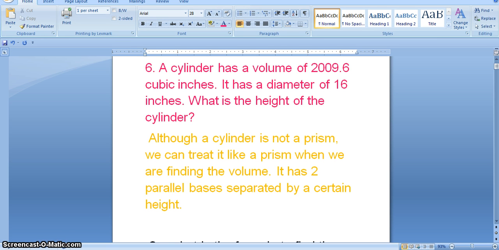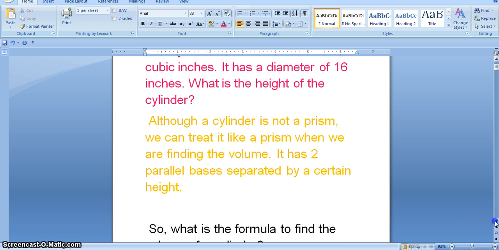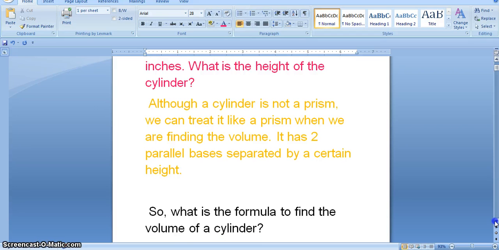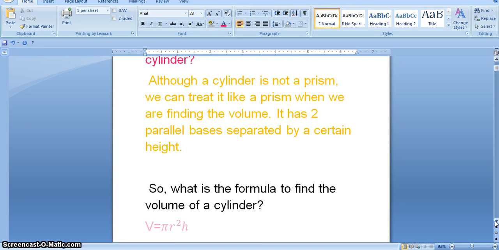Although a cylinder is not a prism, we can treat it like a prism when we are finding the volume. It has two parallel bases separated by a certain height. So what is the formula to find the volume of a cylinder? V equals pi r squared times height.